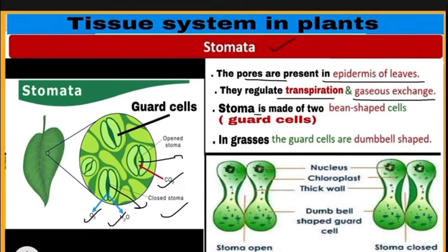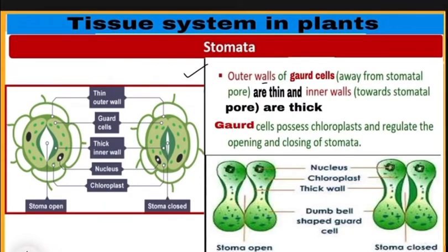Stoma is made up of 2 bean-shaped cells. These 2 are the bean-shaped cells and they are called as the guard cells. In grasses, the guard cells are dumbbell shaped. These are the dumbbell shaped guard cells present in grasses.